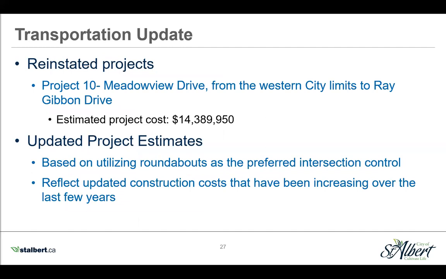So project 10, which is Meadowview Drive, has project costs reassociated with it, as portions of this road are expected to be upgraded and expanded to support development. Cost estimates for several projects were updated based on utilizing roundabouts as the preferred intersection control, and to reflect the updated construction costs that we have seen increasing over the last few years. And project costs which were previously assigned to lands outside the city boundary are now included as an offsite levy cost.